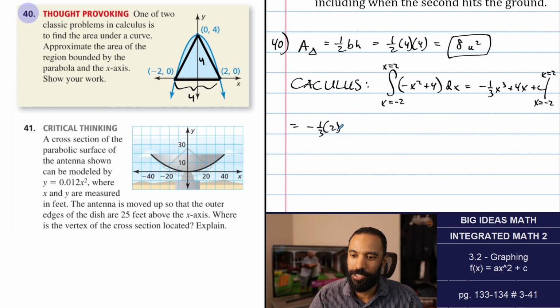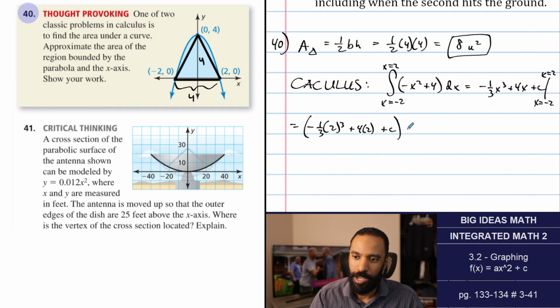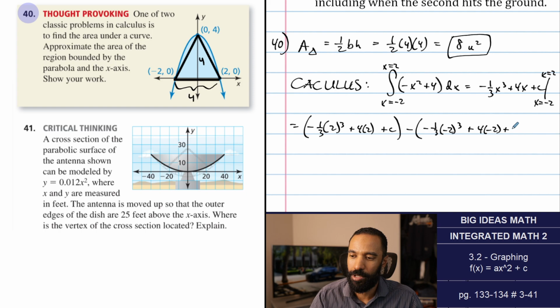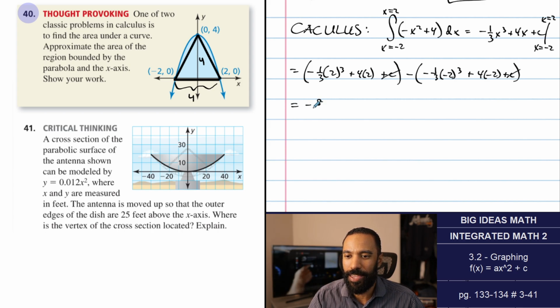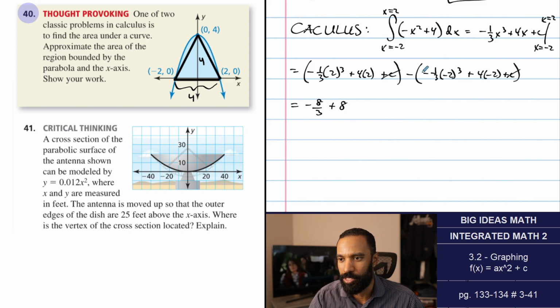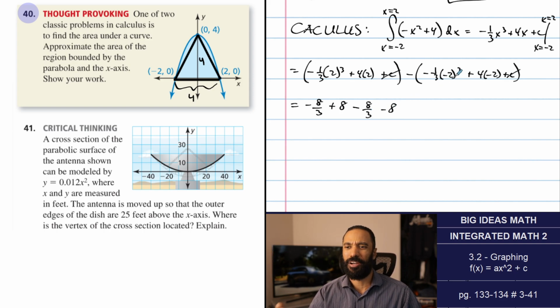Negative 1/3 2 cubed plus 4 times 2 plus c minus negative 1/3 negative 2 cubed plus 4 times 2 plus c. C's cancel, whatever. So 2 cubed is 8. So negative 8/3 plus 8 minus negative, oh my gosh, that's a lot of minuses. Minus another 8/3 minus 8. I must have done something wrong.